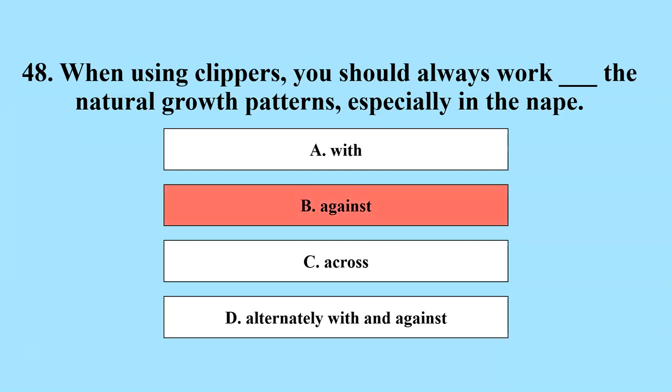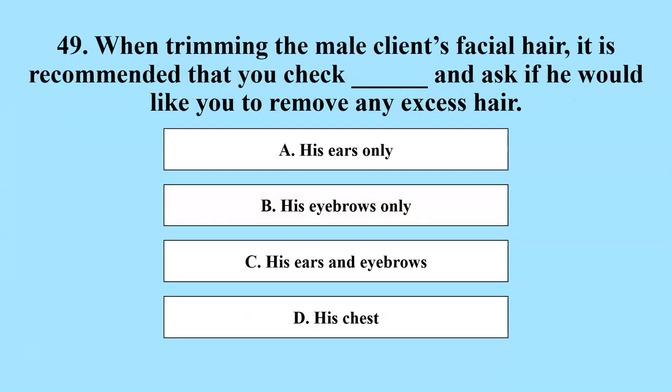If you chose B, against, you are correct. When trimming the male client's facial hair, it is recommended that you check blank and ask if he would like to remove any excess hair. His ears only. His eyebrows only. His ears and eyebrows. His chest. If you chose C, his ears and eyebrows, you are correct.